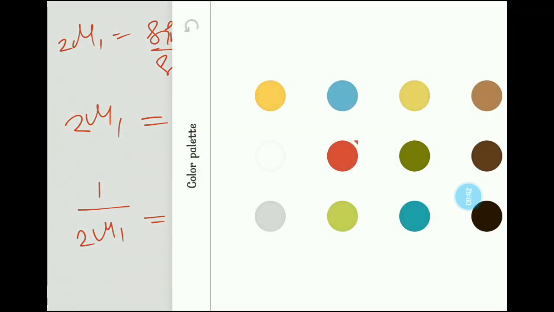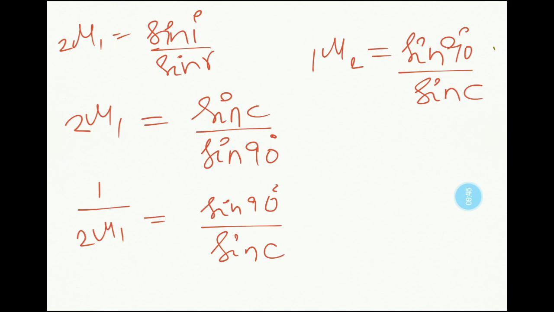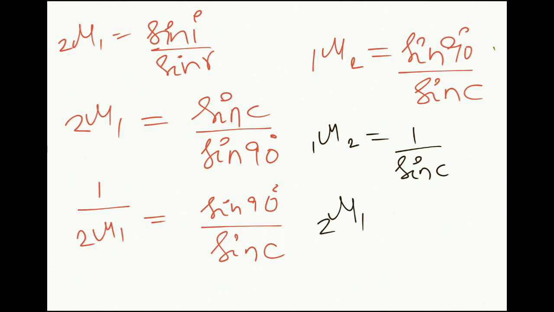Then it will be perfect. Now sine 90 value you can substitute, right? It is 1. So I'm going to do that for you. So mu2, that is the refractive index of 2 with respect to 1, will be 1 by sine c, where c is the angle of incidence, and the refractive index of 1 with respect to 2 will be sine c by 1.